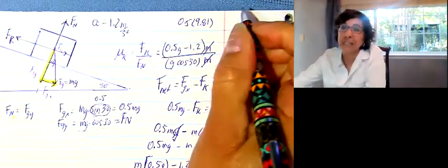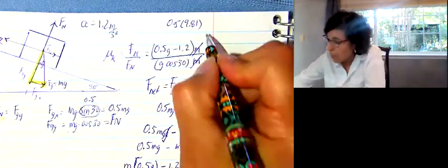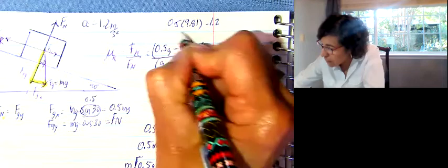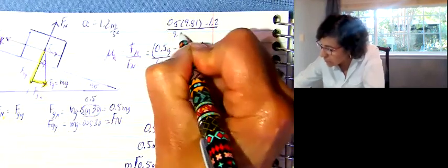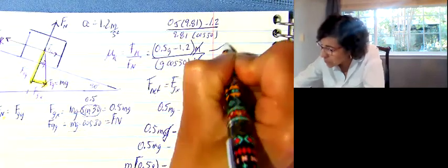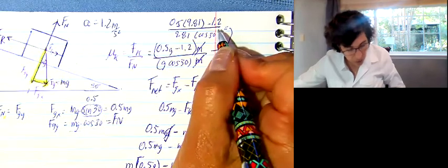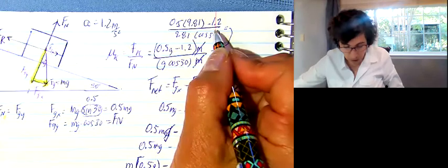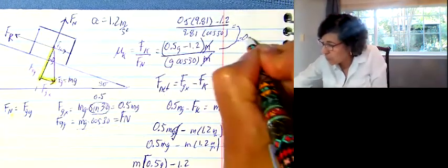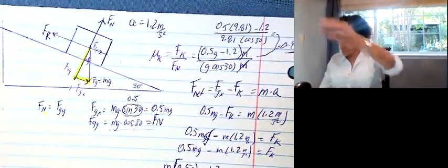We're only interested in the magnitude because we already took care of the direction by saying mu k is equal to, minus 1.2, all divided by 9.81, sorry, times the cosine of 30. That's what this is equal to right here. All right, so when I canceled all that out, I get 0.436. You guys can verify that. Okay, so let's review this problem.